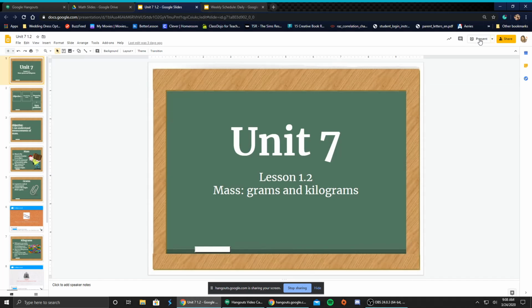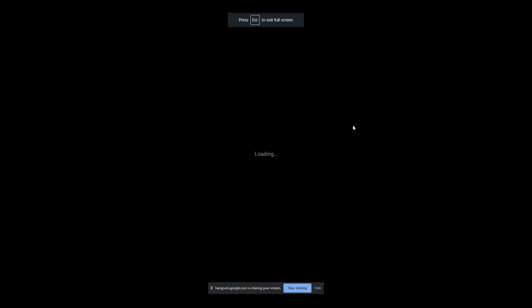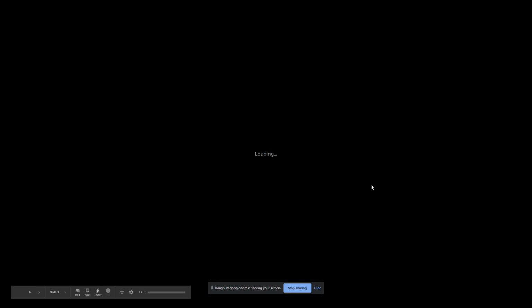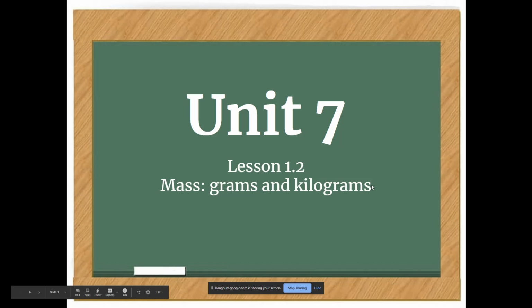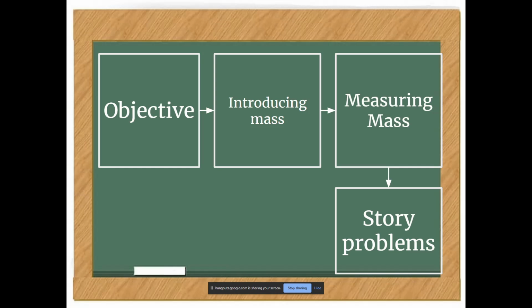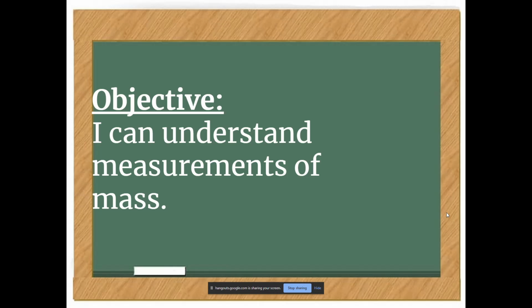Okay, so we're going to be doing lesson 1.2, which is another form of measurement, but we're talking about mass. So, mass is not liquid volume, it's the difference here. We're going to talk about grams and kilograms. So, again, I'm going to go over the objective. I'm going to introduce what mass is. We're going to talk about measuring mass, and then we've got some story problems, which goes into the worksheets that you're doing. So, by the end of this, hopefully, you'll be able to understand measurements of mass.